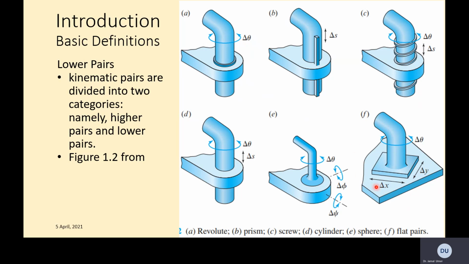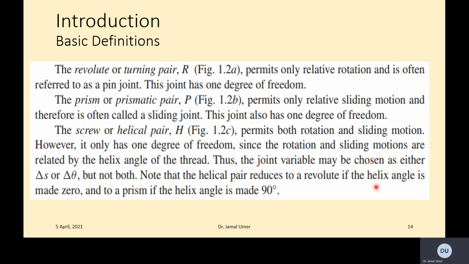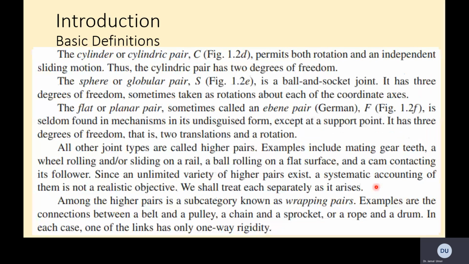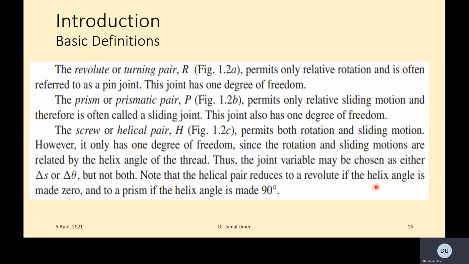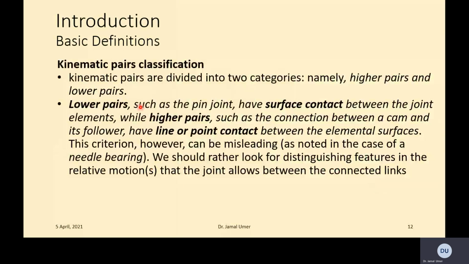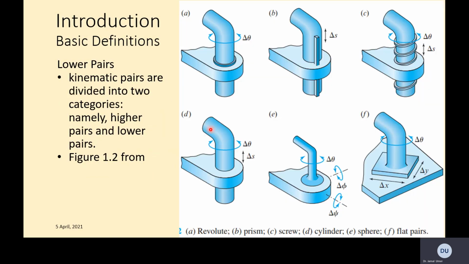So this will be one of the examples. It's not really quite common for engineering analysis, but it is actually classified. All right, so these are all lower pairs, right? Where you have surface contact. I will repeat again, make sure you understand. A lower pair has a surface contact, right? So these are all classifications where you have surface contact. You see the surface to surface contact is there.